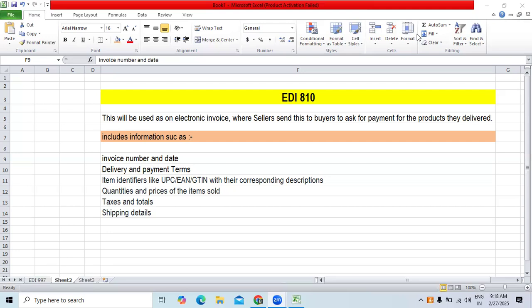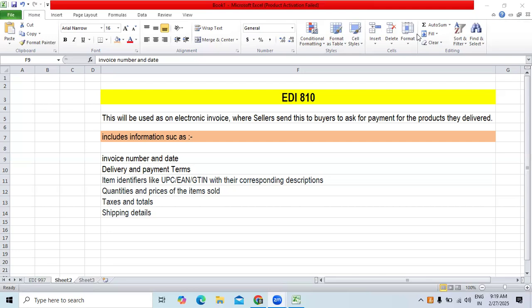This EDI 810 consists of different information. One is the invoice number and date. So what is the invoice number, followed by the date. When we are sending the invoice, that will be mentioned there. Next, the delivery and payment terms. So whatever the delivery time and date, location, followed by what are the payment terms we have, everything can be mentioned there.